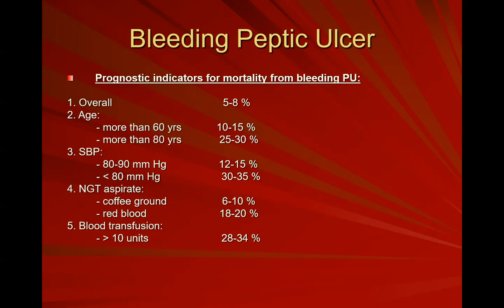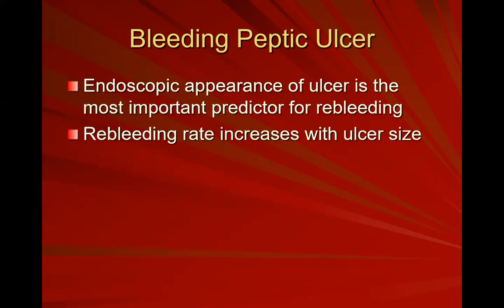And also one of the factors that are associated with poor outcomes is the requirement of blood transfusion. So that would indicate the bleeding is very massive. So there is also an endoscopic appearance classification, and this is the most important predictor of bleeding. Okay, and this is very important. So endoscopic appearance of the ulcer is the most important predictor of rebleeding.